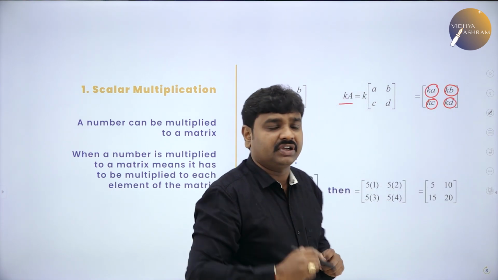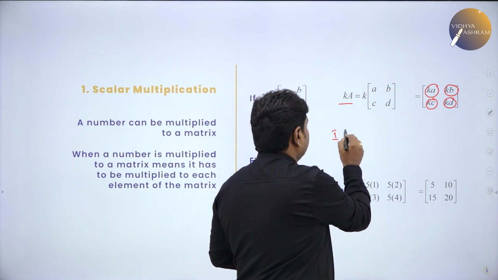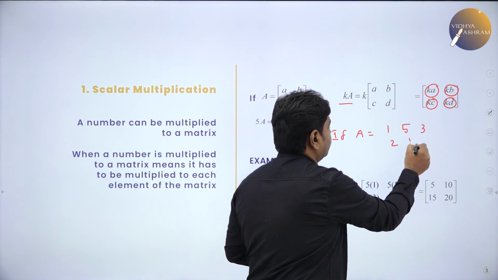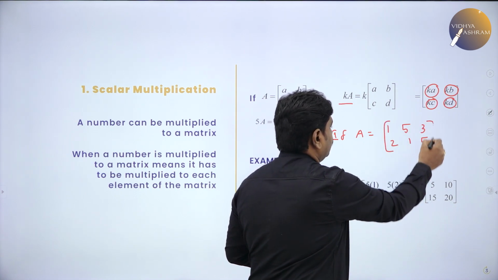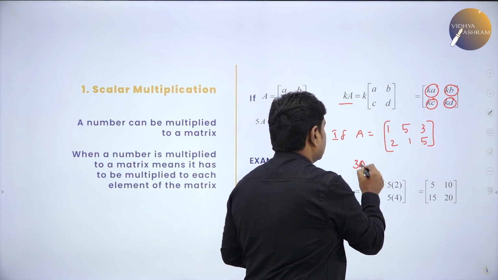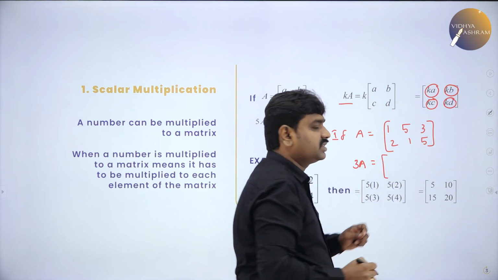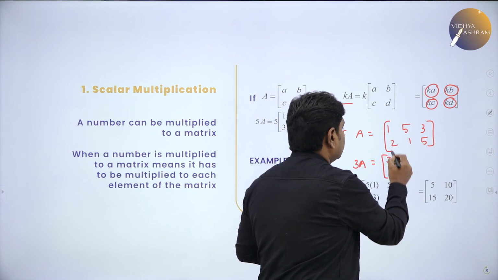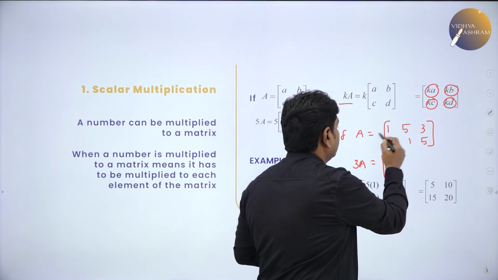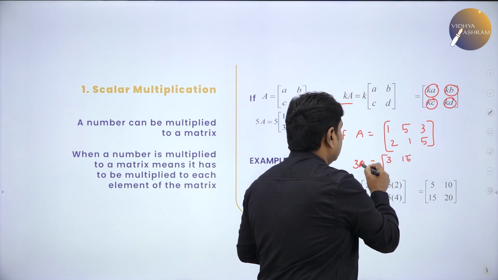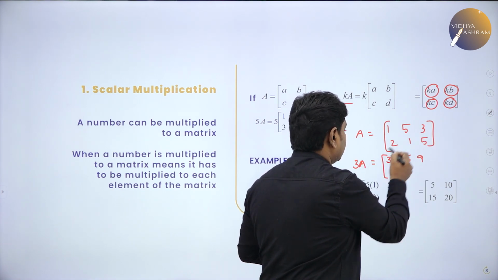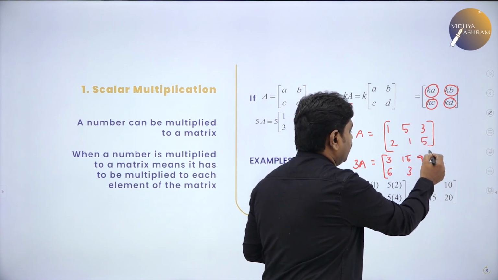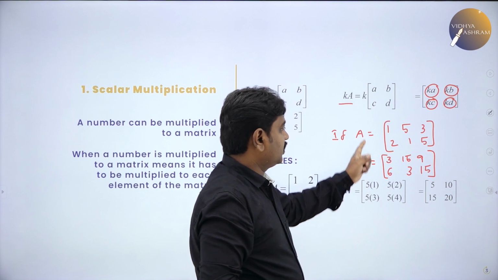For example, if I give you a matrix A equal to 1, 5, 3, 2, 1, 5, and I ask you to find 3A. 3A means multiply 3 to each element of A. So 3 into 1, 3 ones are 3, then 3 into 5, 15, then 3 into 3, 9, then 3 into 2, 6, 3 into 1, 3, 3 into 5, 15. So now I multiplied a scalar to a matrix.